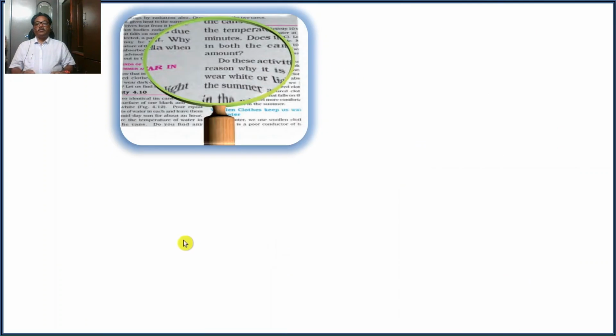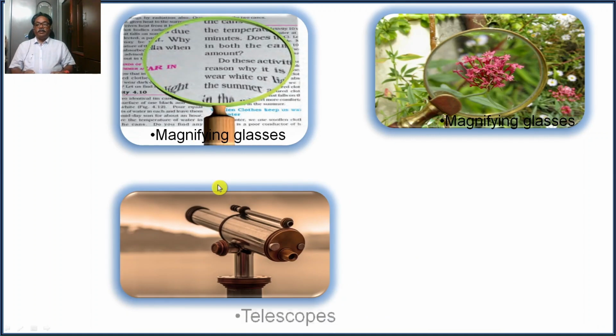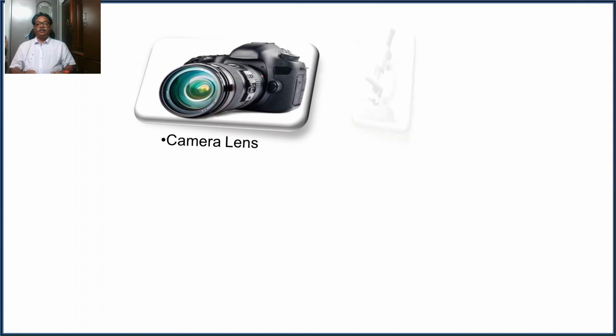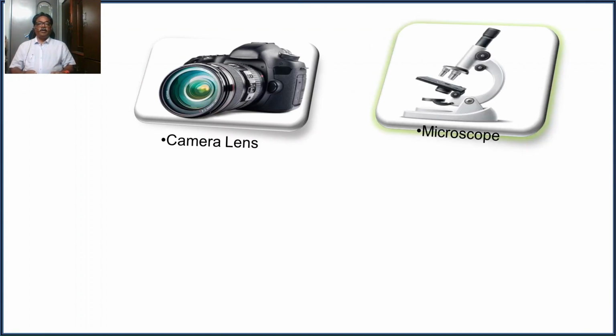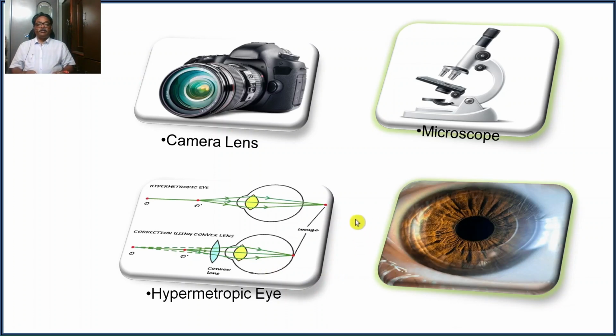The uses of convex lens: magnifying glass, just like this, and in telescope lenses, projector lenses, camera lenses, and microscope lenses, and to rectify hypermetropic eye. The eye lens is also a convex lens.